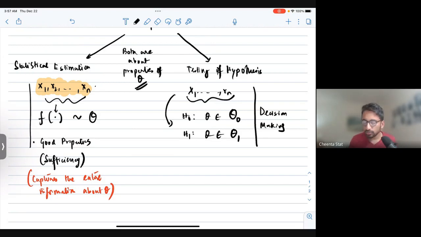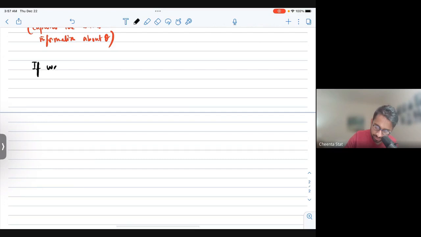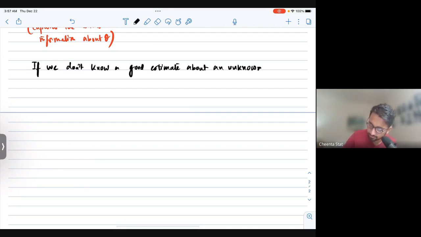So there's an intuition which says that if we don't know a good estimate about theta, how can we make a decision? So this question comes: if we don't know a good estimate about an unknown parameter, how can we make a decision?